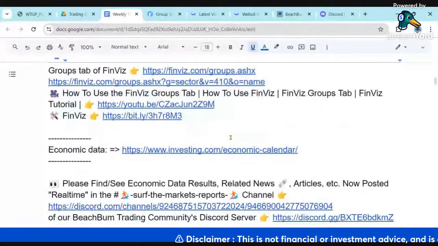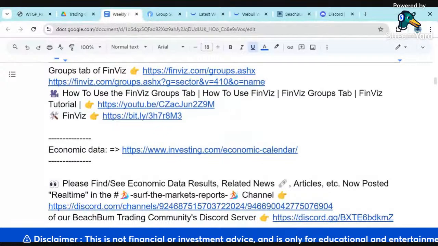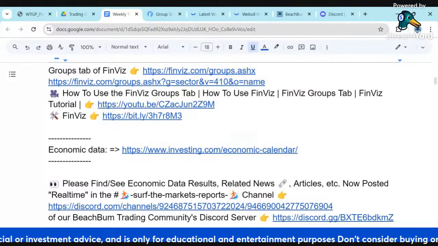Okay, we'll look at the economic data from last week and talk about the upcoming economic data and some of the additional catalysts for additional volatility in the market in this upcoming week.